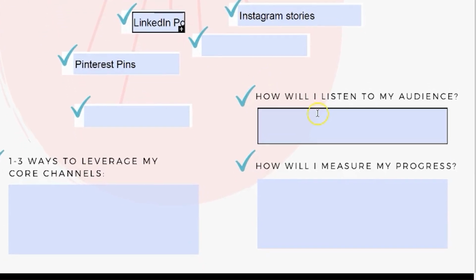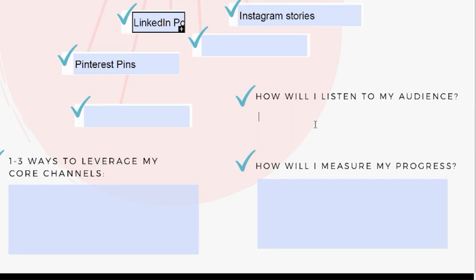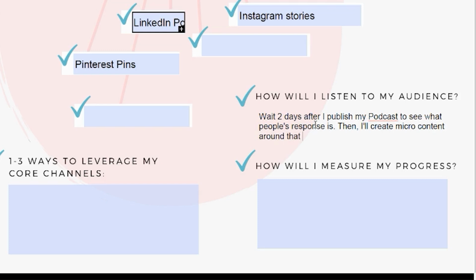Next, we're going to talk about how will I listen to my audience, right? So how is it that I'm going to figure out how people are reacting? So maybe your strategy is I'm going to wait 2 days after I publish my blog, or my podcast, I should say, to see what people's response is. Then I'll create micro content around that specific takeaway, right? This is an advanced strategy. It doesn't have to be what you are going to be creating if you're just getting started.